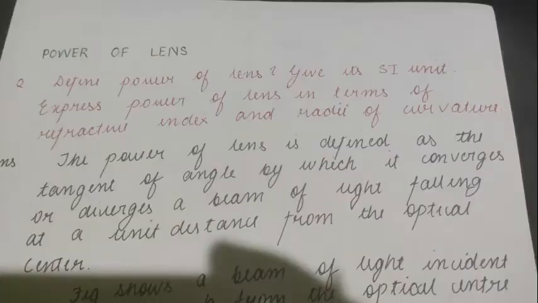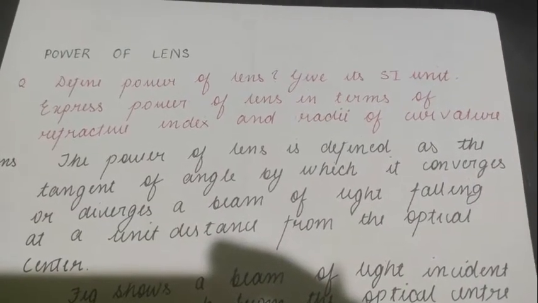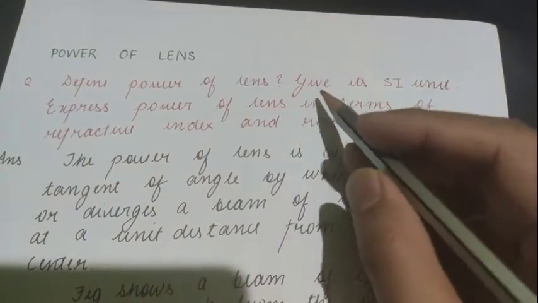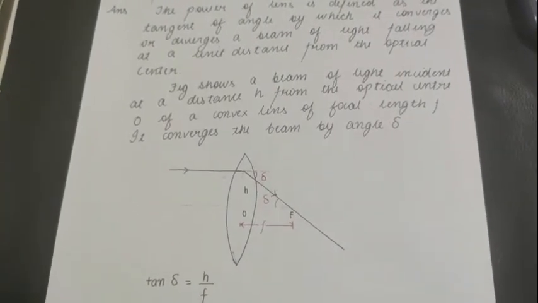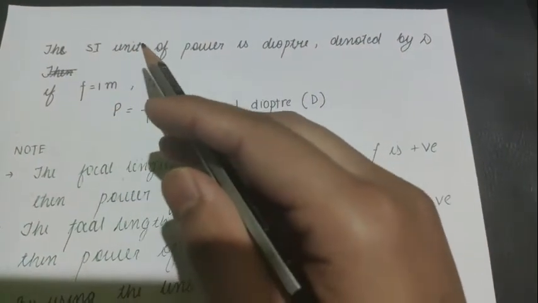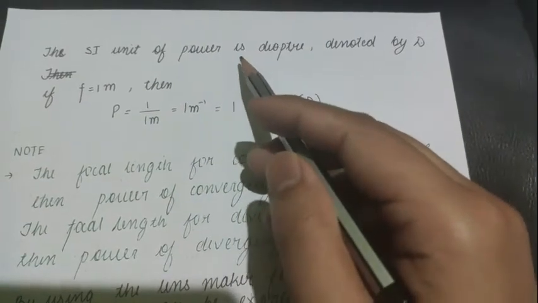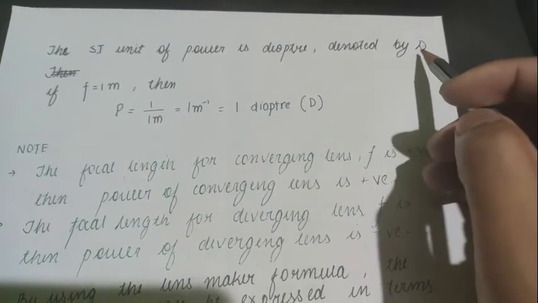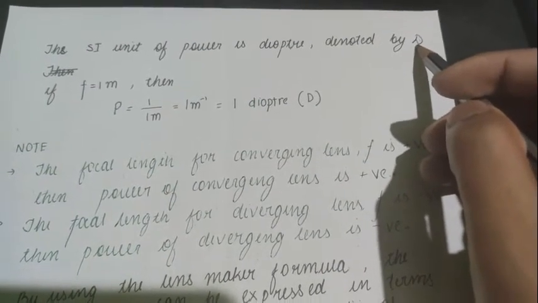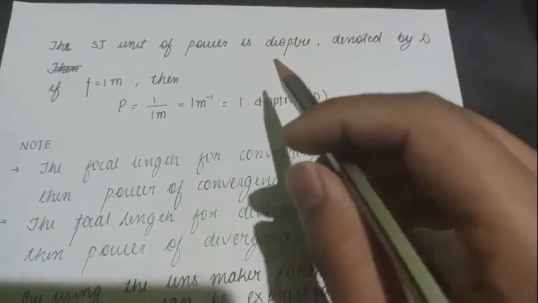Okay. Coming to the next part of the question. Give its SI unit. Now we have to define its SI unit. The SI unit of power is diopter, which is denoted by capital D. Clear? Fine.